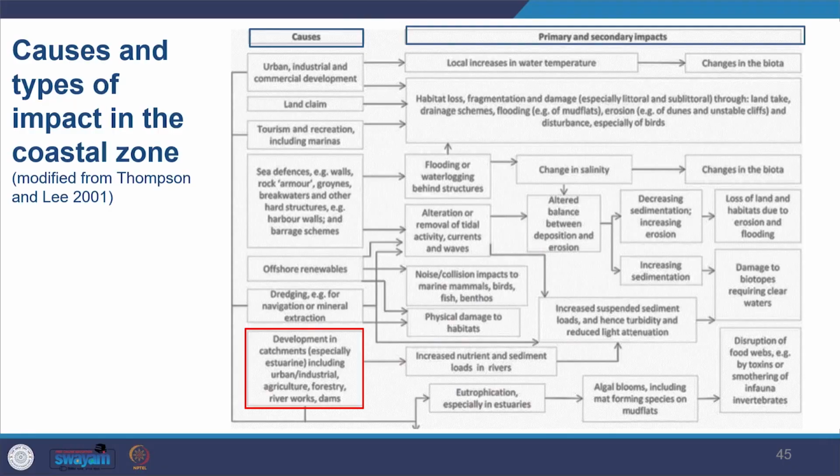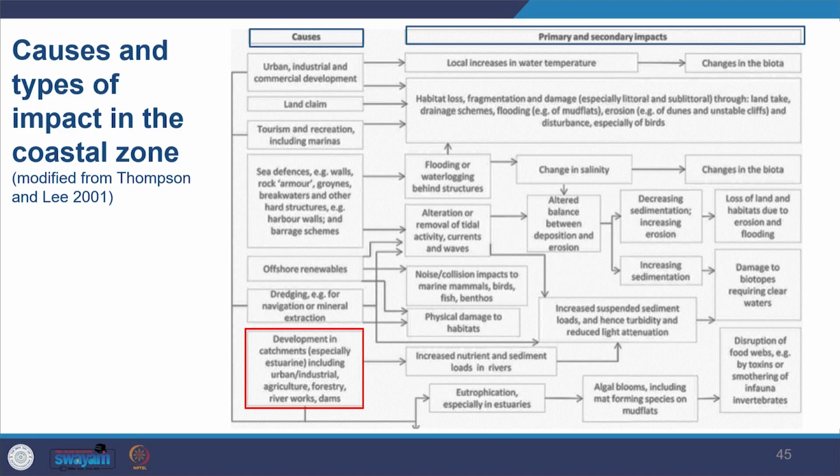So you see that. And then, because of the development of the catchment areas, especially in the estuaries, due to these development activities, including the urban, industrial, agriculture, forestry, and any construction work like dams, check dams, and so on, that also leads to an increase in the nutrient and sedimentation load, and then the chances of eutrophication also increase. It also increases the chances of disruption of the food webs.